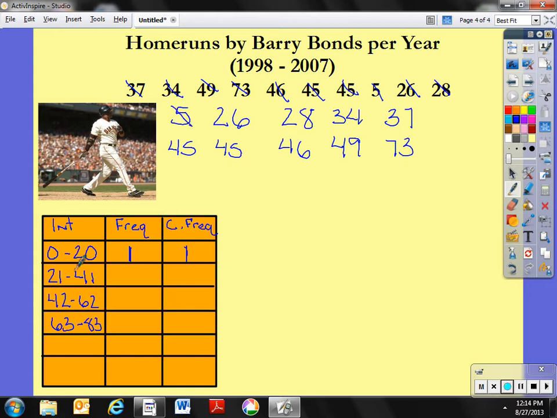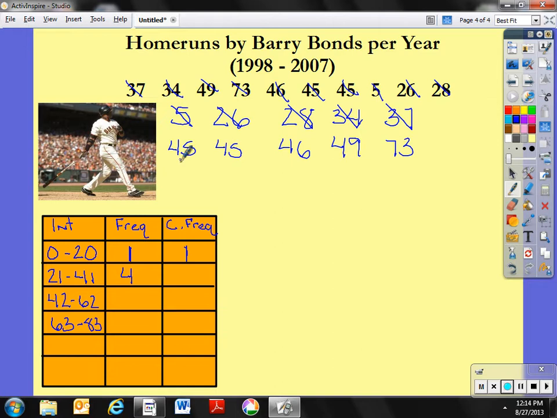How many times did he hit 21 to 41? Well, that fits, that fits, that fits, and that fits. This does not fit because it hits 45. We stop at 41. So that's 1, 2, 3, 4 instances, or 4 times, between 21 and 41. So that's 4.